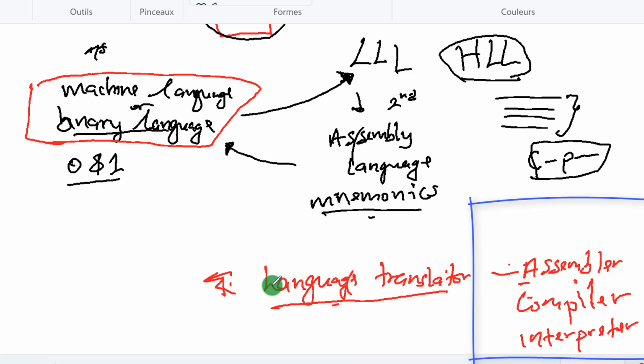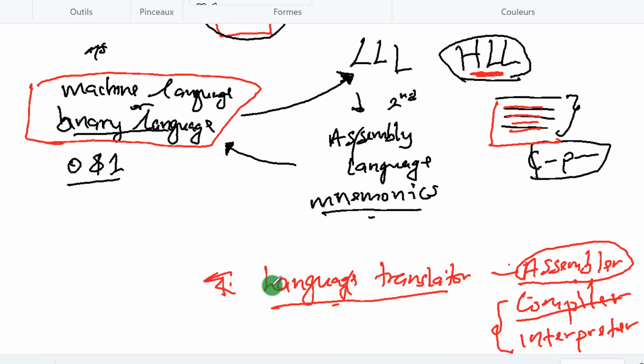Good. So the assembler is very easy. It's just a language translator used to translate code written in assembly language into machine language directly. Good. Now, compiler and interpreter are used to convert code from a high-level language to machine language, just that they do it differently. The compiler is going to take all the different instructions inside your file and convert them all at once into another program written in machine language.